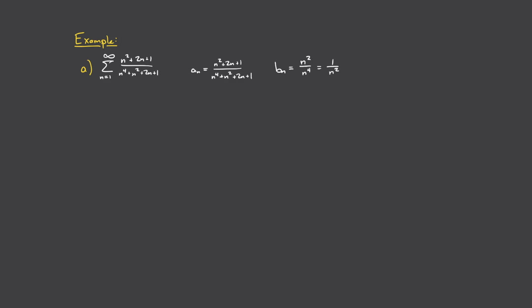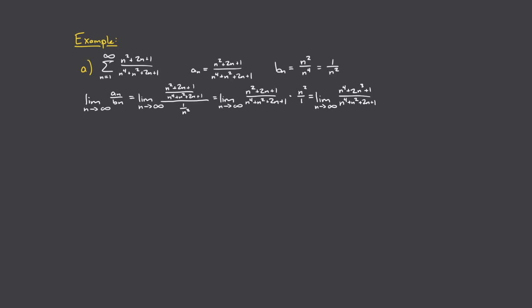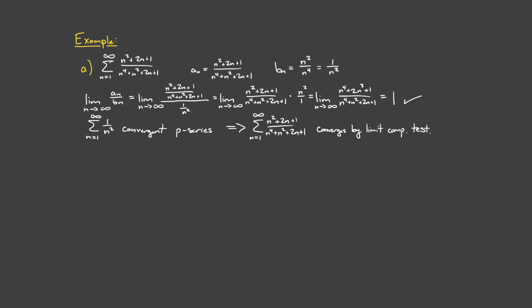Now, to apply the limit comparison test, we need to take the limit of a_n over b_n, and what we get when we multiply these fractions together is the limit of (n to the fourth plus 2n cubed plus 1) over (n to the fourth plus n squared plus 2n plus 1). Since the top and the bottom have the same degree, we find that the limit is the quotient of the leading coefficients, which in this case is just 1. Therefore, these series satisfy the limit comparison test, and so either they both converge or they both diverge. However, we know that the sum of 1 over n squared converges by the p-series test, and so our original series converges as well.